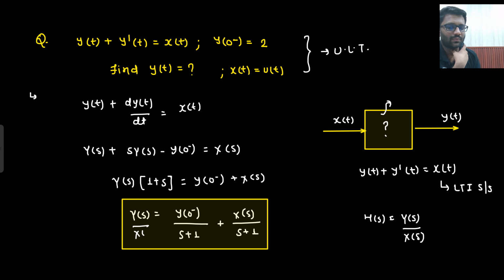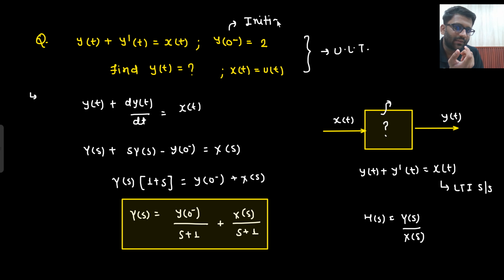So what you need to do? You need to kill this particular part. That means you need to put initial conditions equal to 0. The initial condition is y(0-) equal to 2. But what you need to do? This is known as the initial condition.